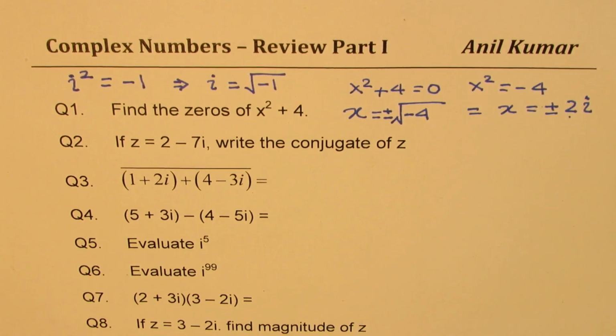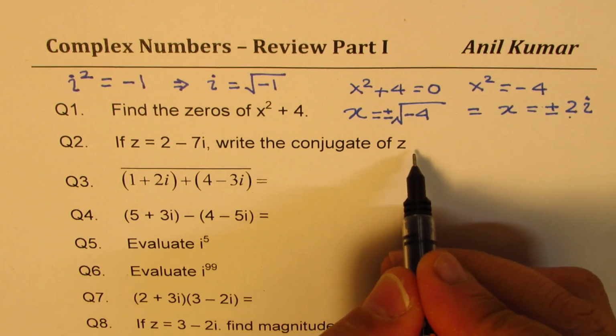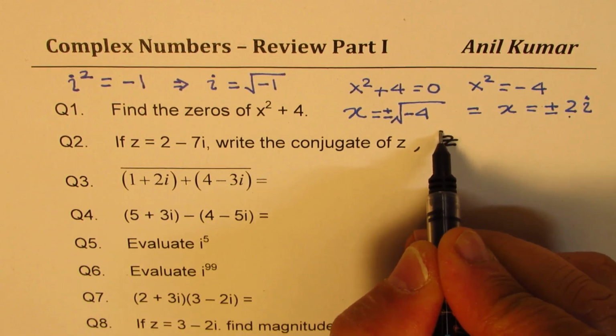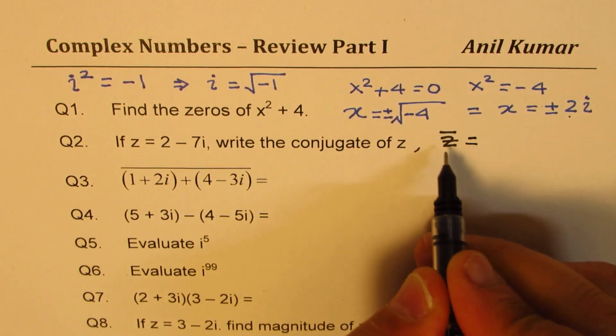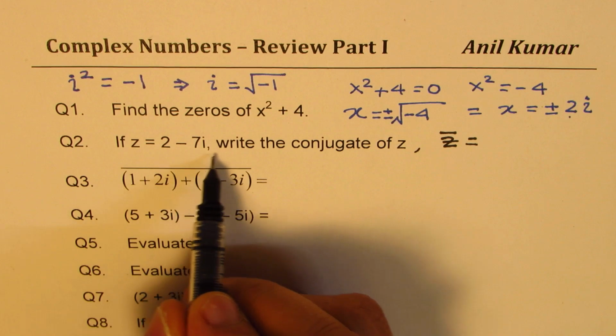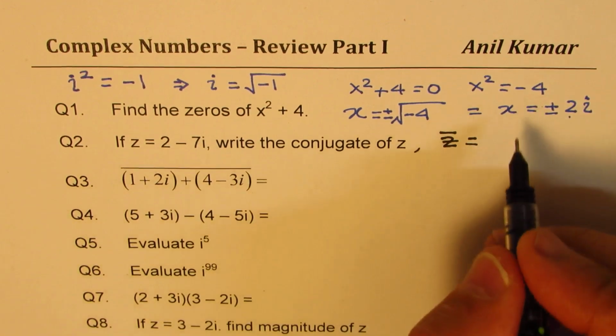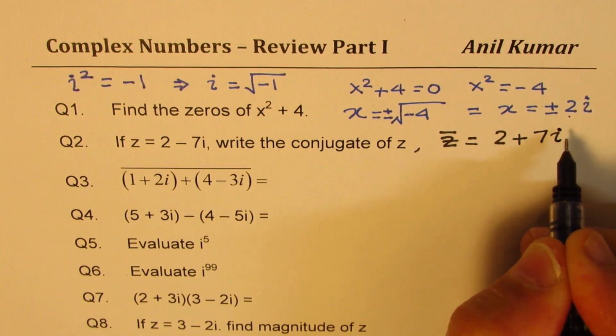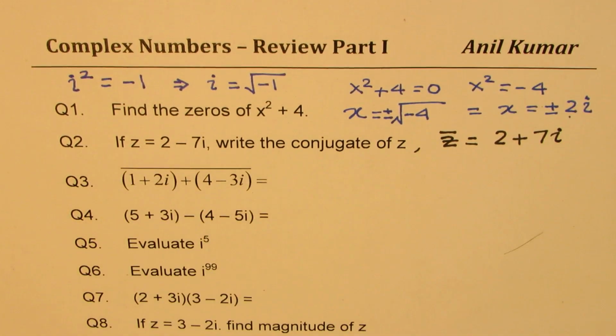The next question here is, if z equals 2 minus 7i, write the conjugate of z. Now, the conjugate of z is written in general as z with a bar on the top. And when we are talking about the conjugate, the sign changes for the complex part. So 2 plus 7i becomes the conjugate of z, right?